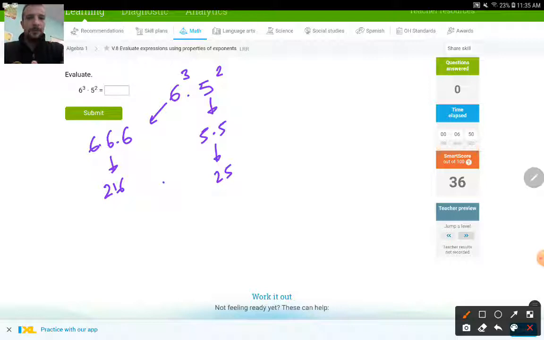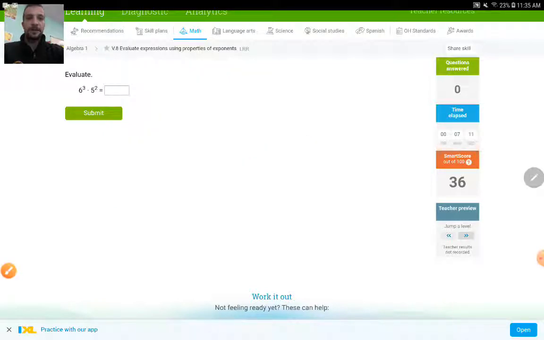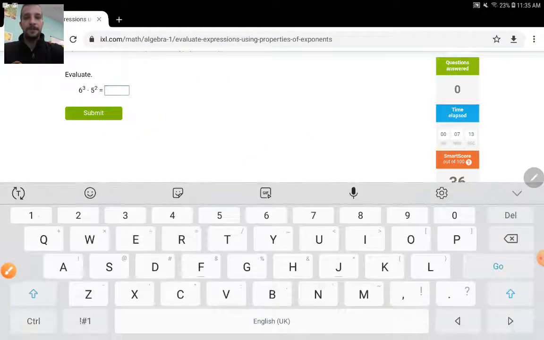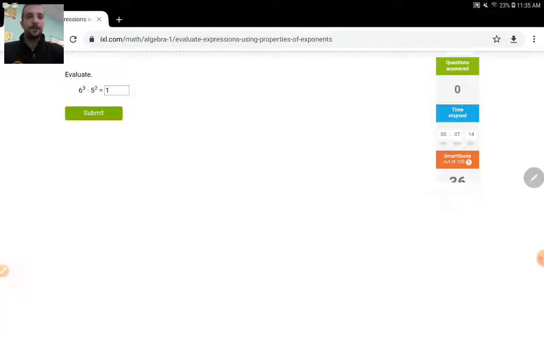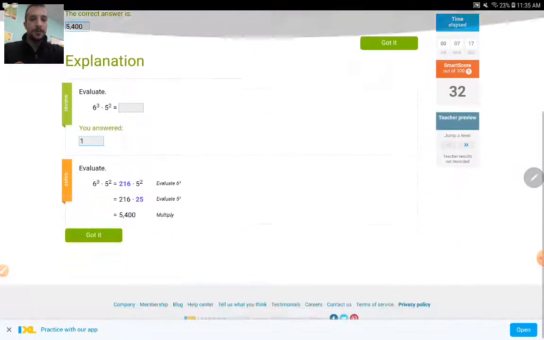And then when we multiply these together, I'm going to use my computer over here. 216 times 25 is 5,400. That's ridiculous. I again have no idea why they asked this question. I'll just submit a random number in here and then see the solution to see if I can figure out why they asked this question.